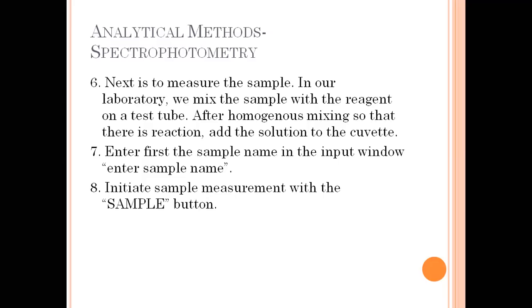So after doing so, first enter the sample name in the input window. If you are group 1, put 1 there. If you are group 2, put 2. If you are group 3, put 3, and so on and so forth. After entering the sample name, because that is very important for proper labeling and identification, so you won't be confused when you take and record the absorbance result for your sample. So you have to carefully and properly do that. And then initiate sample measurement by pressing the sample button.